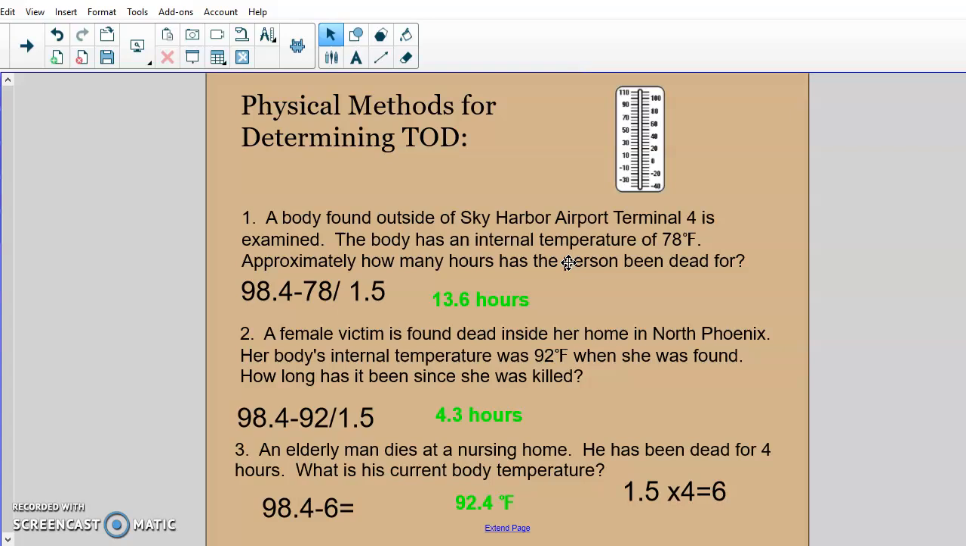And if a coroner or a pathologist gets called out to the scene of a crime, they usually have a thermometer. It kind of looks like a meat thermometer, right? And they stick it into the body. It gives them the internal temperature. They usually try to hit the liver, like an inside area. They take the internal temperature of the body, and then they're able to approximate a time of death based on that. So that is the first physical method for determining time of death.